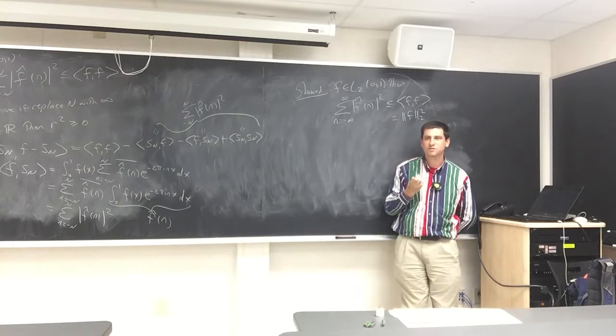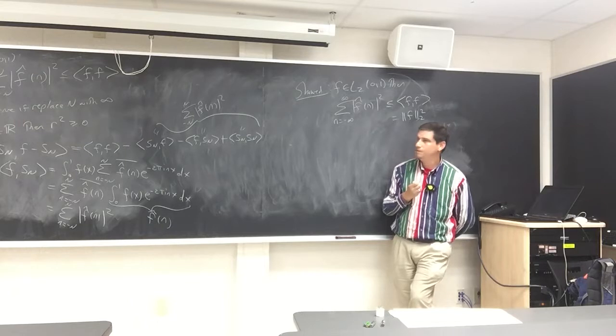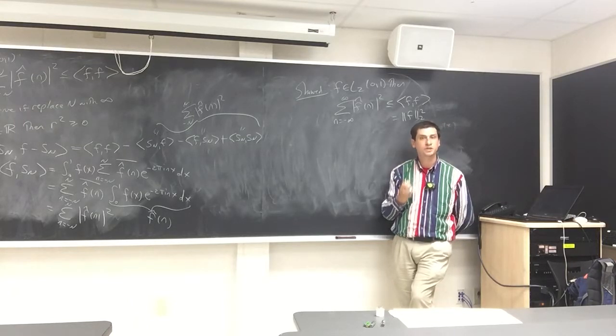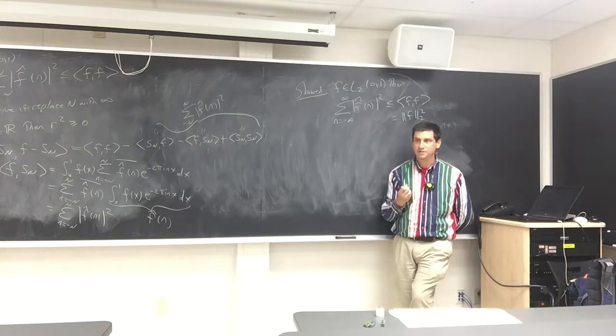What can you deduce if a sum converges? As n goes to infinity, the absolute value of f hat of n squared goes to 0. Excellent. The only way a sum can converge is for the terms to go to 0. Do the terms have to go to 0 if the sum converges? Yes. If the terms go to 0, does the sum have to converge? No.